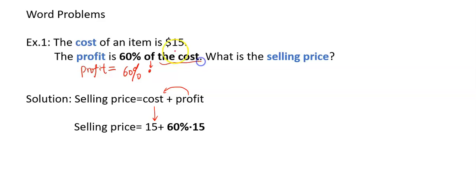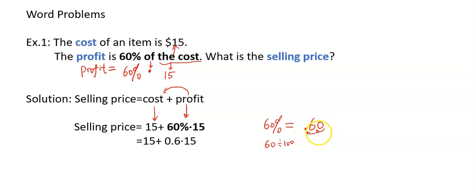The cost is given right here, $15. So we're going to convert the words to symbols. Profit is equal to 60% times 15. Of course, in order to simplify this, first we need to convert 60% to decimals. To do that, we move the decimal point 2 places to the left because percent simply means divide by 100. It literally means 60 divided by 100, which is equivalent to shifting the decimal point 2 places to the left. So we get 0.6. That 0 can be omitted.